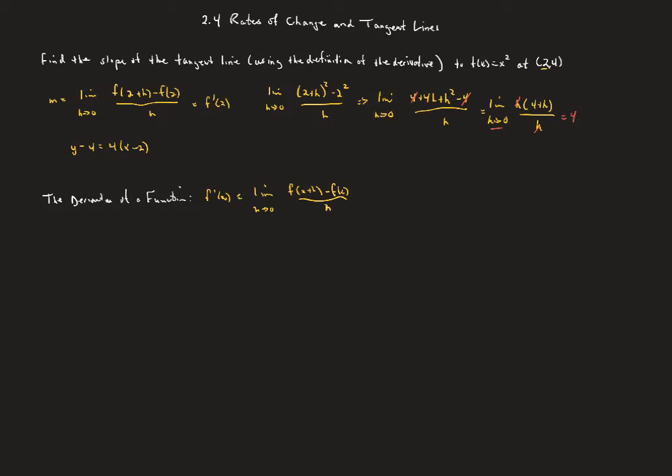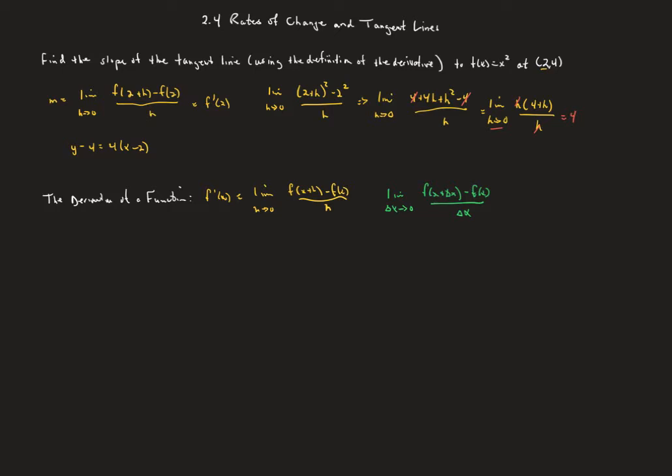Older editions of college calculus books might, instead of using the h notation, use the delta x notation, which at one time was more common. This is really just the same thing, but written in the older version, delta x instead of h.